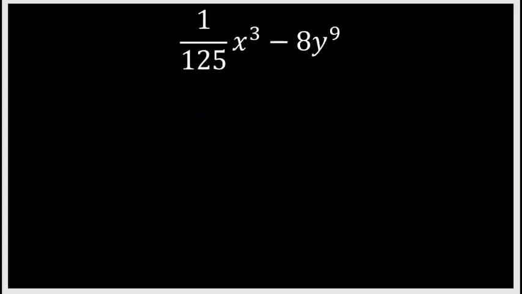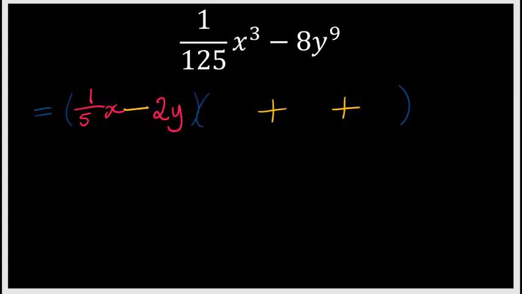Last fraction. 1 over 125x cubed minus 8y^9. So I know I've got a difference of cubes. I've got 2 brackets, a binomial and a trinomial. Binomial is minus, trinomial is plus and plus. Okay, so I've got 1 as the cube root of 1 over 5x. Then my second one is going to be the cube root of 8, which is 2y, and 9 divided by 3 is 3.